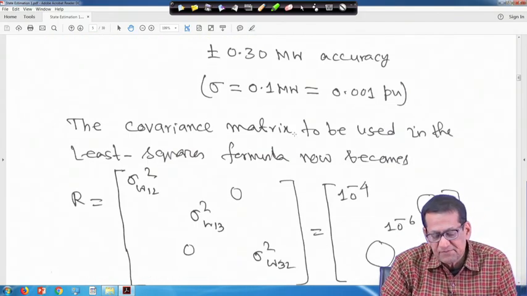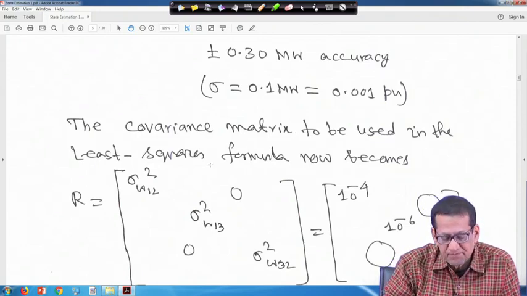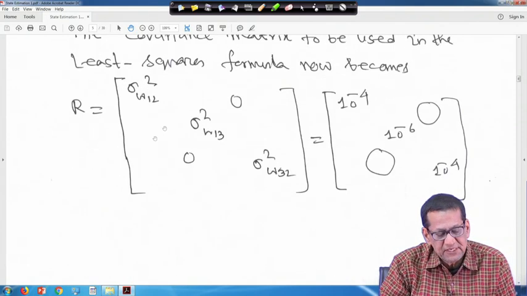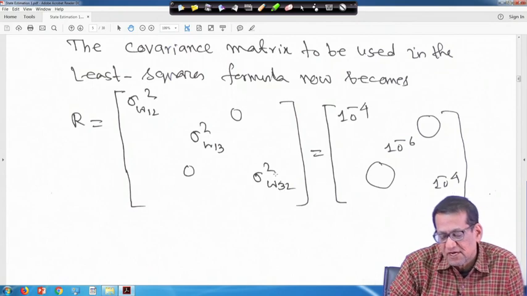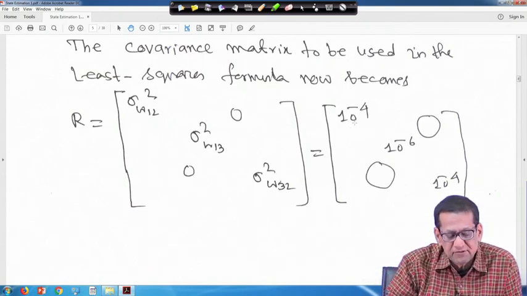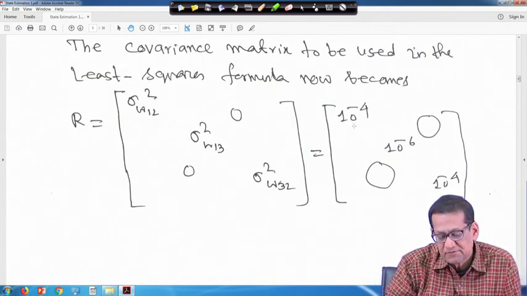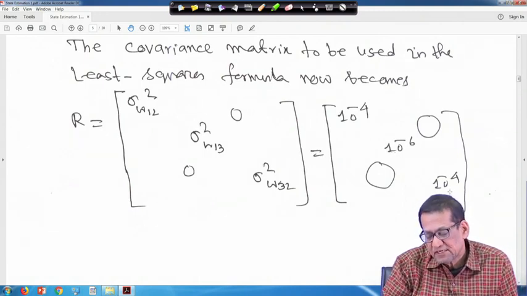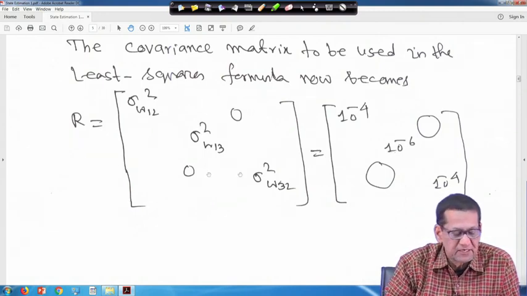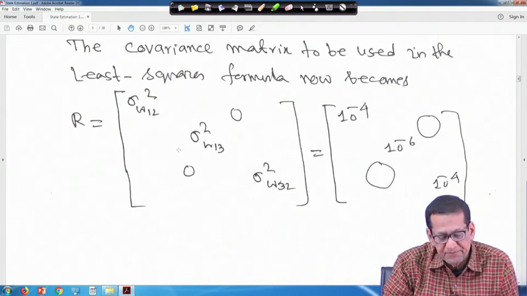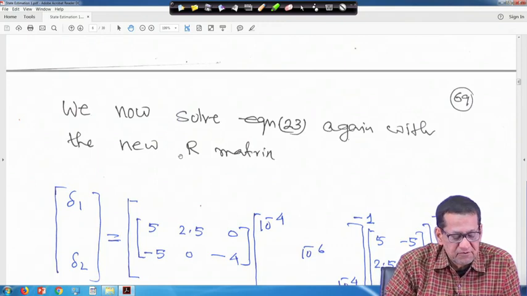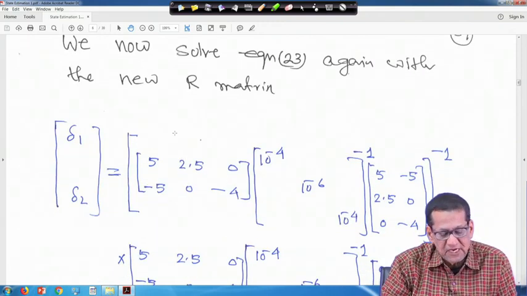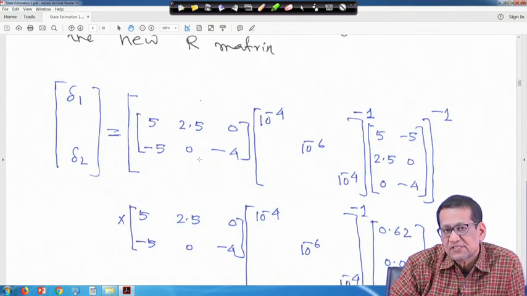Now, the covariance matrix to be used in this least square formula, that R is equal to sigma W12 square, sigma W13 square, sigma W32 square. So, basically in this case it will be 10 to the power minus 4, 10 to the power minus 6 and 10 to the power minus 4, right. That will be my R, right. And then we now solve equation 23 again with the new R matrix. So, that R is changed, the rest remain the same for the problem, right.